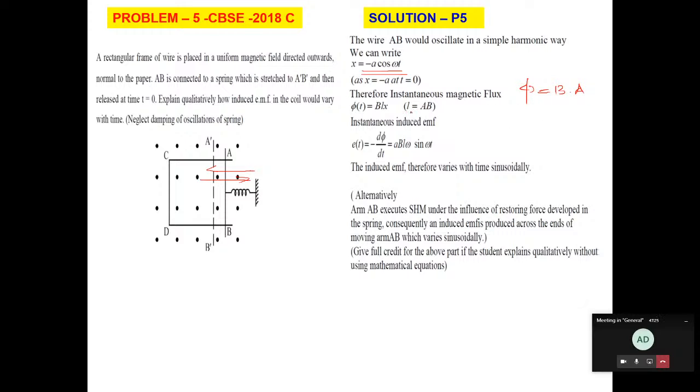Then L is the length AB, and the small displacement here is delta x. So L into delta x, or Lx, we can take. Then d phi by dt, we have BL A omega sin omega t. That means it executes simple harmonic motion.